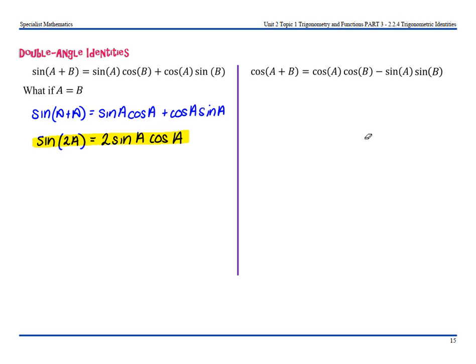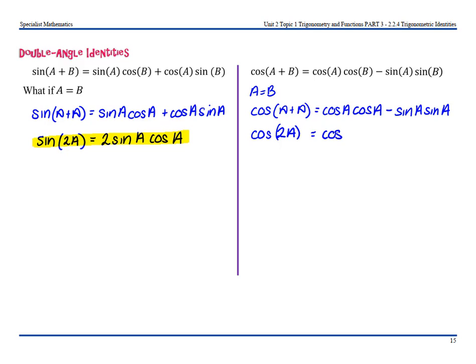Now if I have cos of A plus B equals cos A cos B minus sine A sine B, and A equals B, I'd have cos of A plus A equals cos A cos A minus sine A sine A. So cos of 2A equals cos squared A minus sine squared A. Again, that is on your formula sheet.